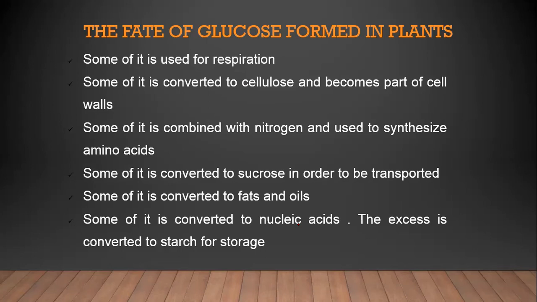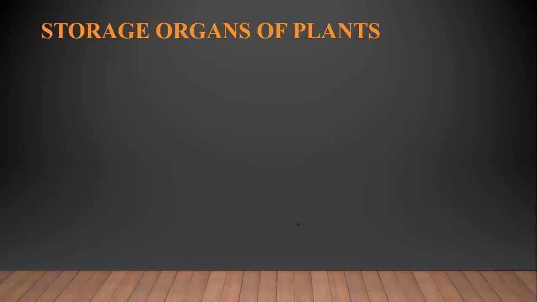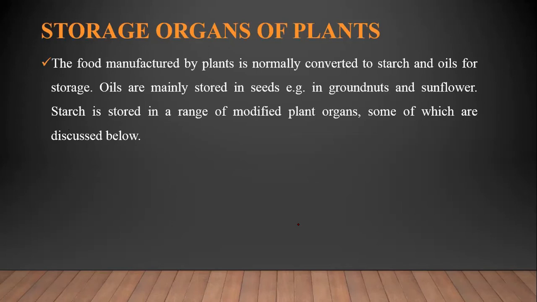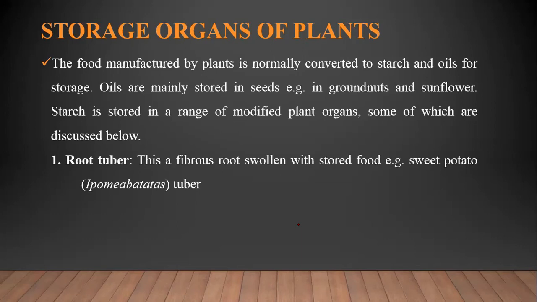All right. Lastly, but not the least, some of it is converted to nucleic acids, and the excess is converted to starch for storage. Okay, now what are the storage organs of plants? The food manufactured by plants is normally converted to starch and oils for storage. So oils are mainly stored in seeds, e.g. groundnuts and sunflower. So starch is stored in a range of modified plant organs, some of which are discussed below. So the root tubers, the fibrous roots swollen with stored food, e.g. sweet potatoes. So those are the root tubers.